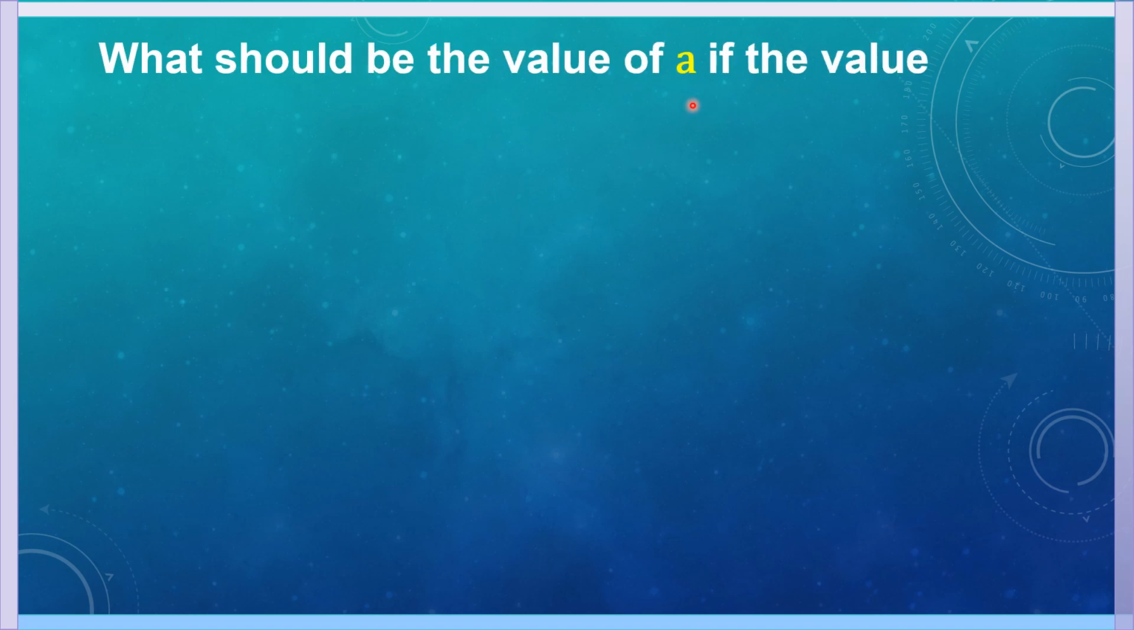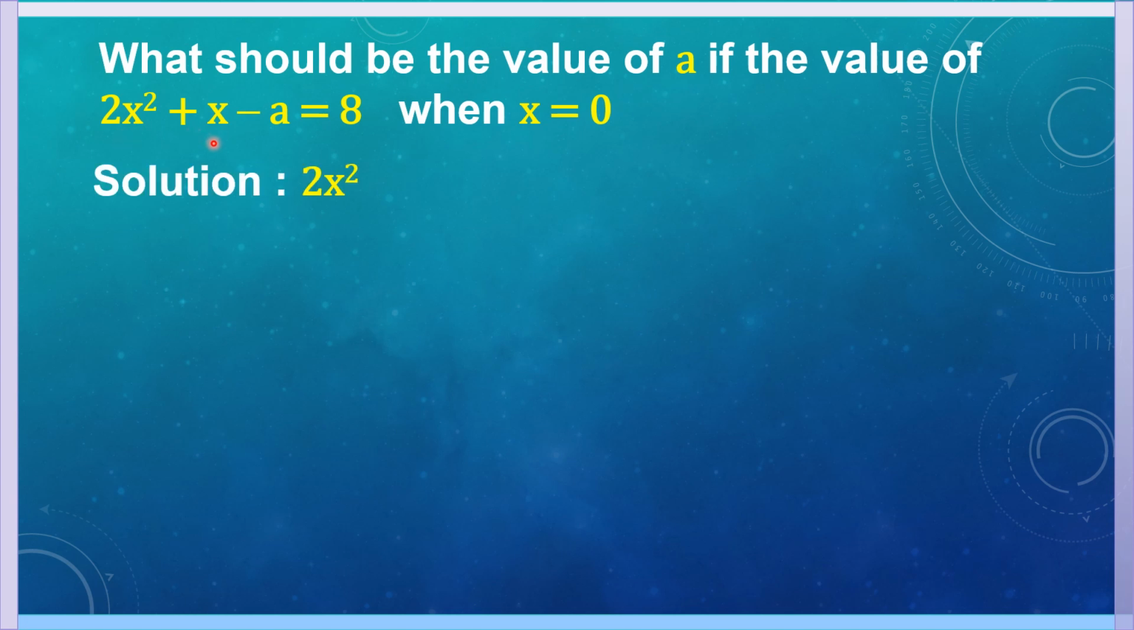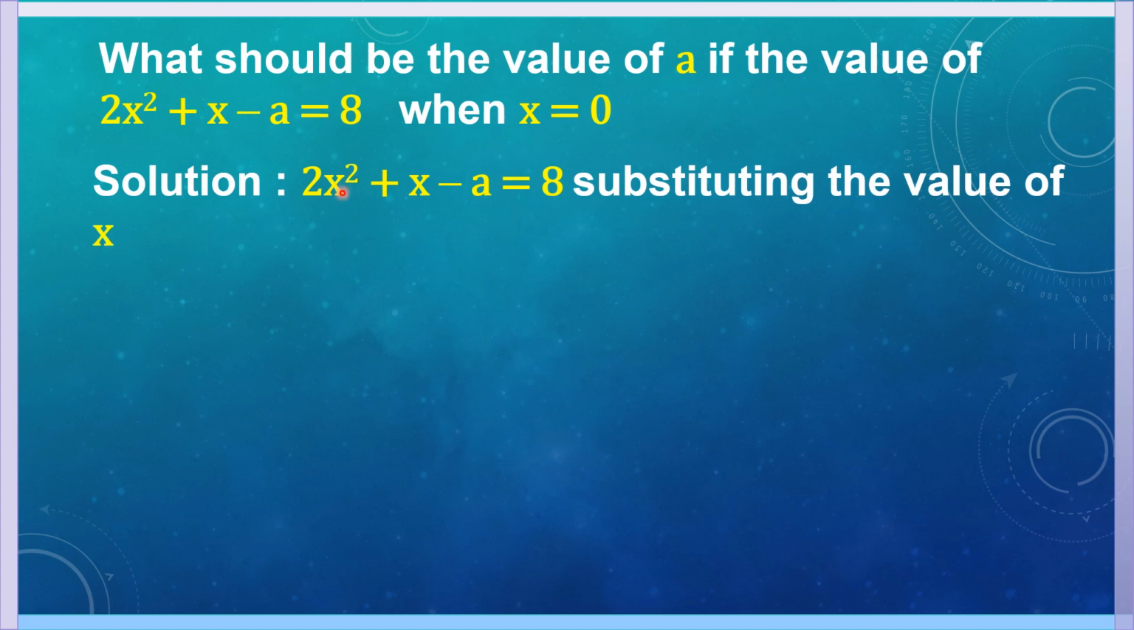What should be the value of a if the value of 2x square plus x minus a is equal to 8 when x is equal to 0? We cannot add 2x square and x as they are unlike terms. Therefore, we should put the value of x in this equation. That is, x is equal to 0.